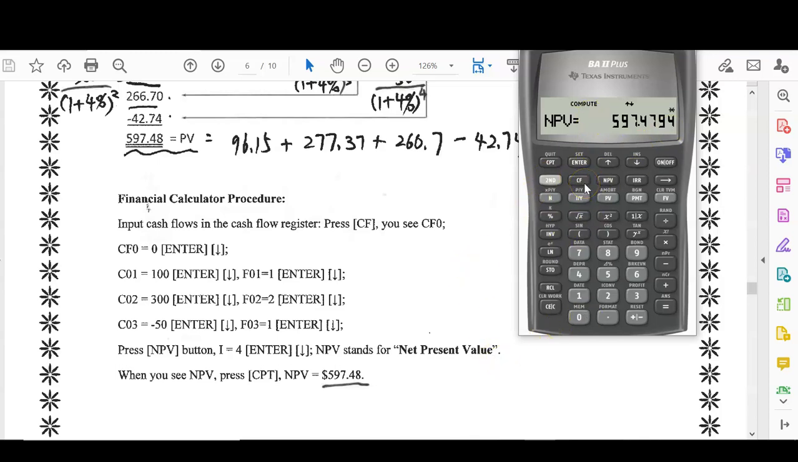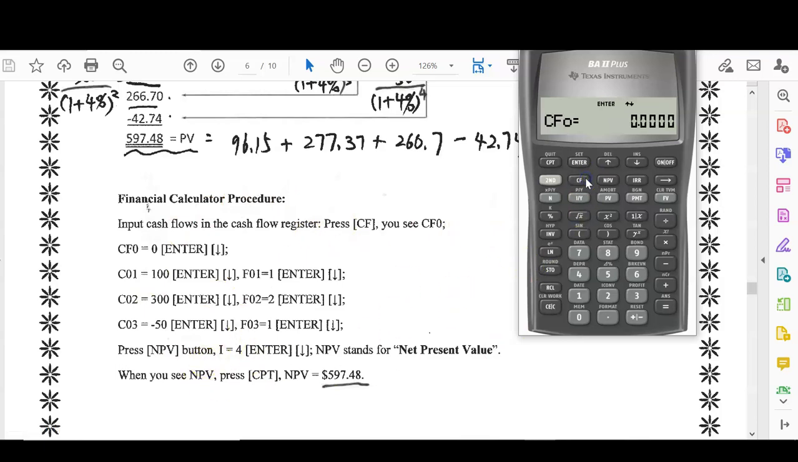Okay, I just use the CF function and the NPV function. Input all the cash flows in CF, input the interest rate in NPV, and compute for NPV. We're going to get the present value of this uneven cash flow. Okay, all the procedures are here.